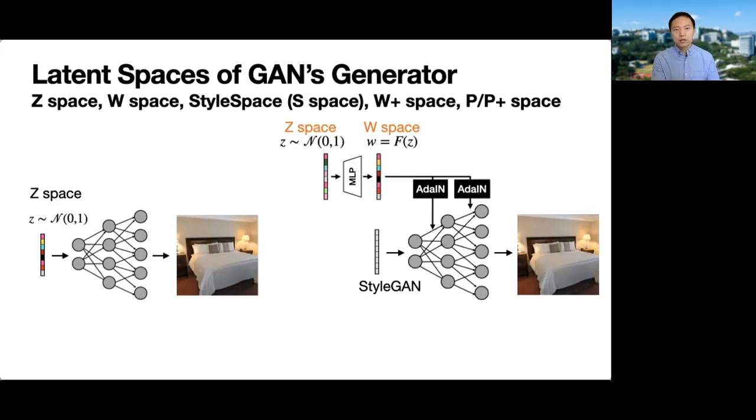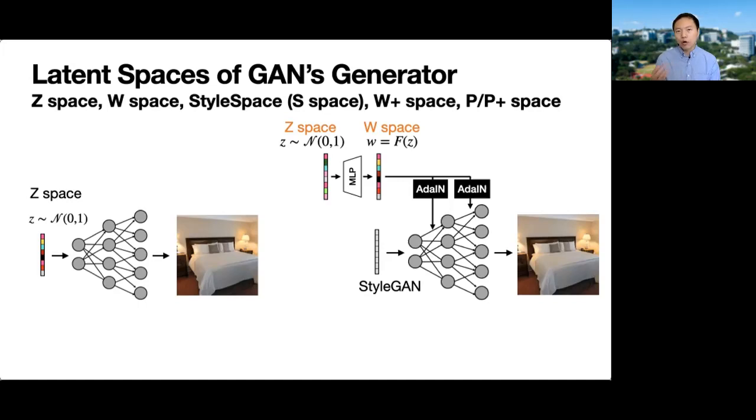So Z space is where they sample some Z vector from a random distribution. Then we throw it into this MLP with some nonlinear layers that produce the W space. After this nonlinear transformation, the W space has much better coding capabilities compared to the original Z space. Then this W is thrown into each layer.